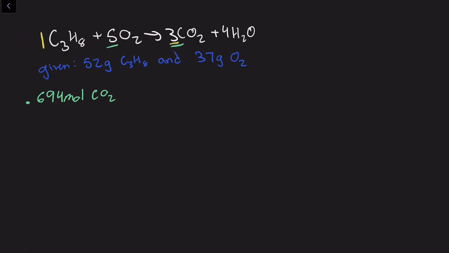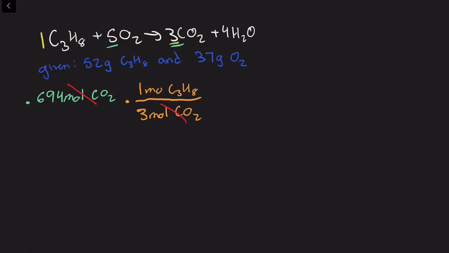We're starting with 0.694 moles of CO2. Again, we want to get this to grams of C3H8. So we're going to do the same conversion factor, just backwards. So we're going to have 3 moles of CO2, giving us 1 mole of C3H8. Now that canceled out our moles of CO2.